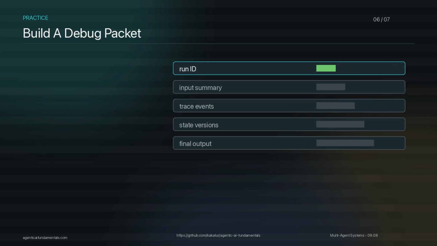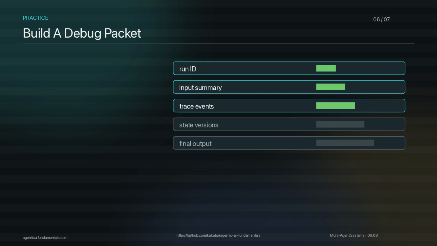A good debug packet lets someone investigate the failure without rerunning everything. It should include the run ID, task ID, sanitized input summary, trace events, state versions, tool calls, and final output if one exists. It should also include what changed. New prompt version, new routing rule, new tool schema, new model, or new state reducer. Many multi-agent bugs are introduced by a small behavior change at one boundary.